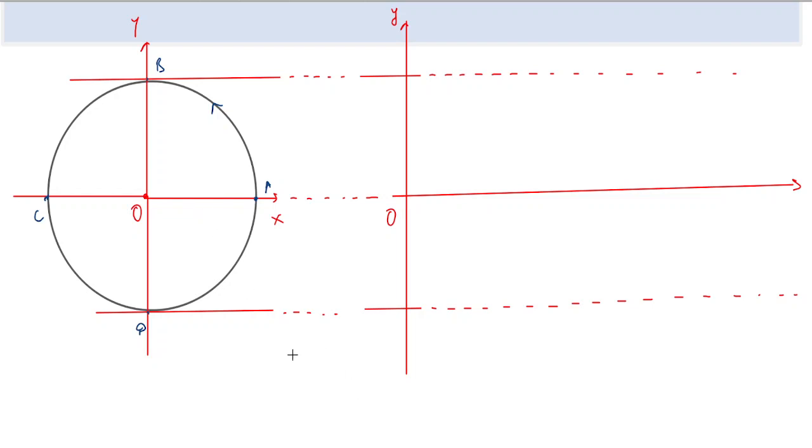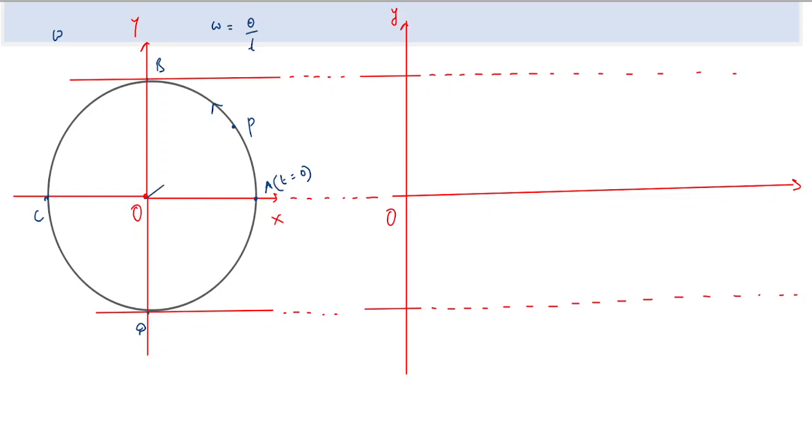So what we'll do here is, we'll assume that the particle is starting from point A, where t is equal to 0, and then it is going towards point B with an angular speed of omega, where angular speed is defined as the angle covered by time taken. At some point of time, let's assume that the particle is at a given point P.